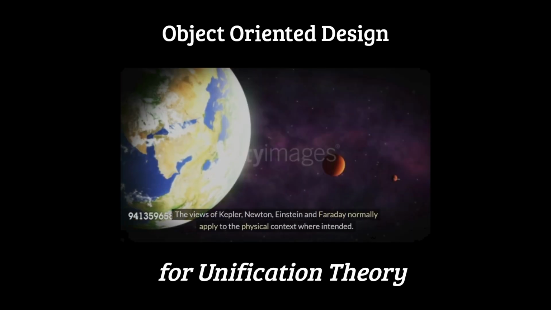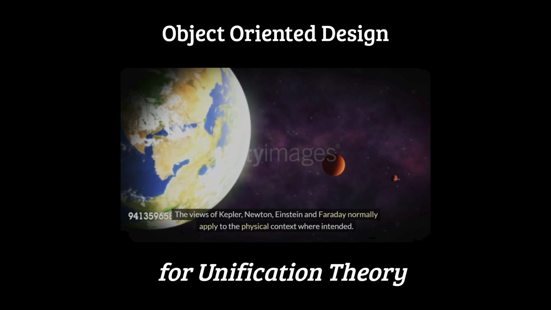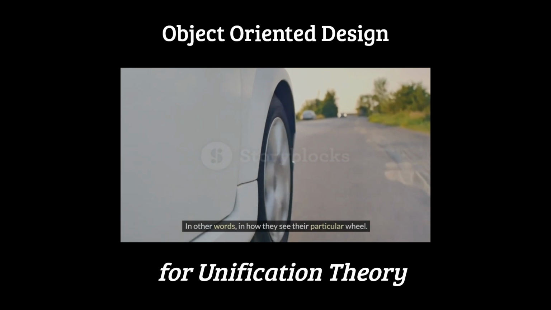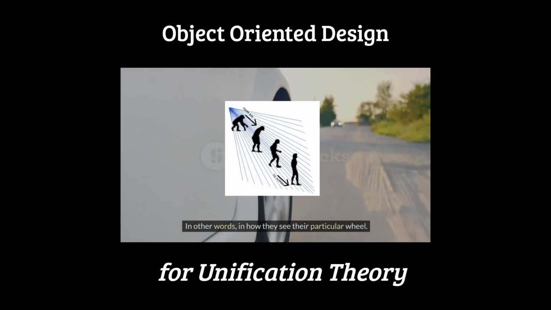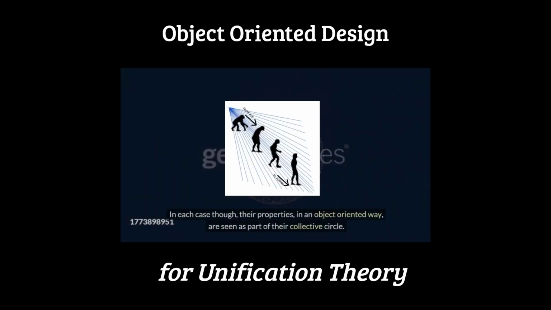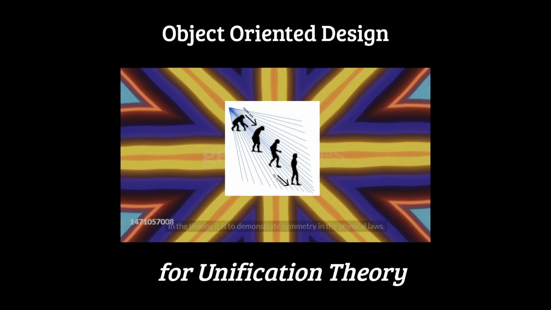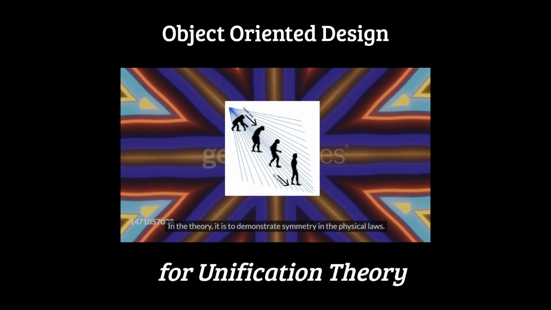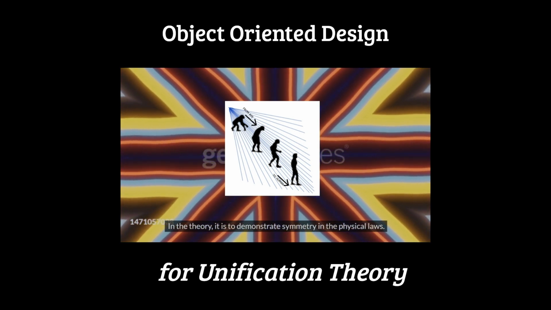The views of Kepler, Newton, Einstein and Faraday normally apply to the physical context where intended. In other words, in how they see their particular wheel. In each case though, their properties, in an object-oriented way, are seen as part of their collective circle. In the theory, it is to demonstrate symmetry in the physical laws.